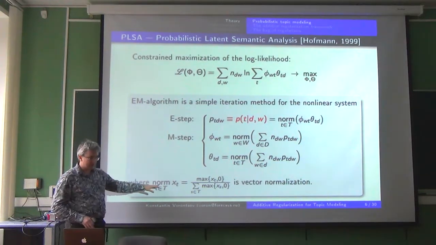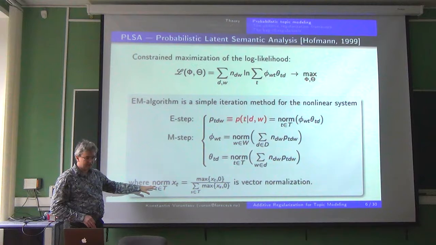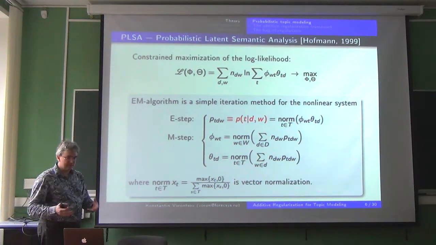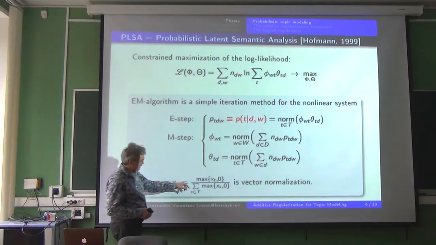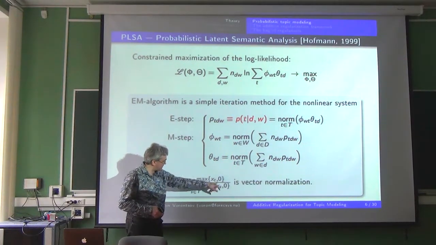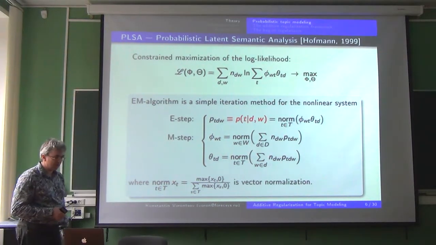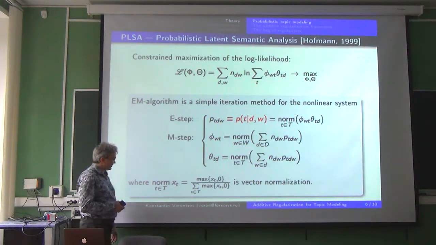Here I also introduced a very convenient notation. Norm x t is a vector operation that takes the vector x and gives the normalized vector of the same dimension.